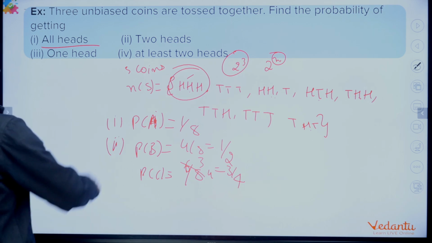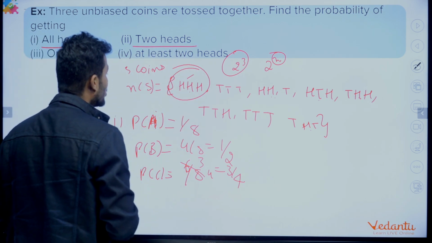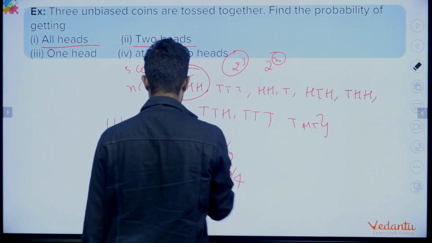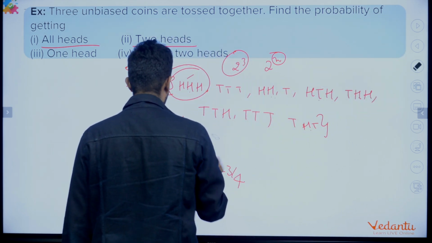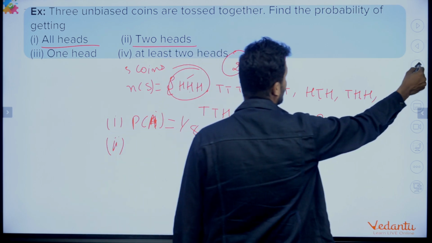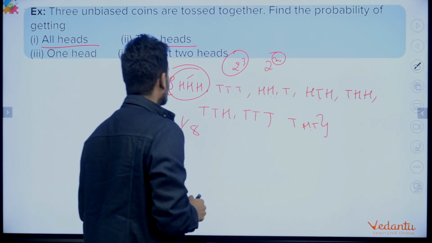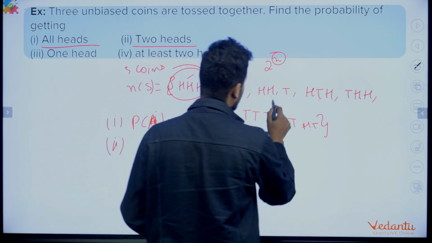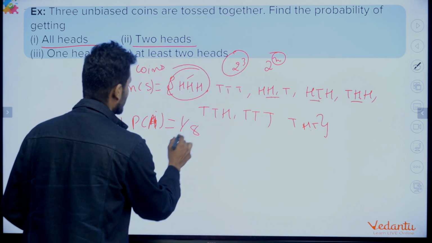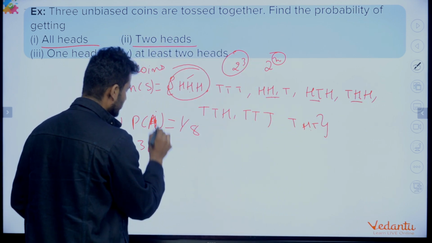Okay, students, here look here. Only 2 heads, not at least 2 heads. Sorry for that, students, don't confuse. Only 2 heads is nothing but we only consider exactly 2 heads. Here the 3 heads case we can't consider. 1, 2, 3, so 3 is there. That's why the probability becomes 3 by 8.